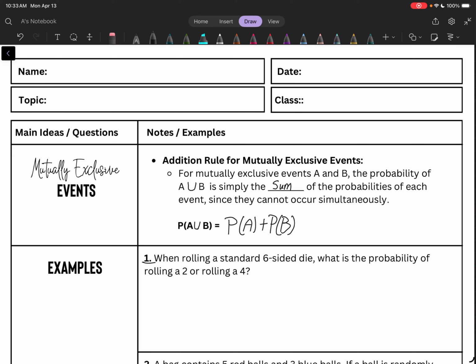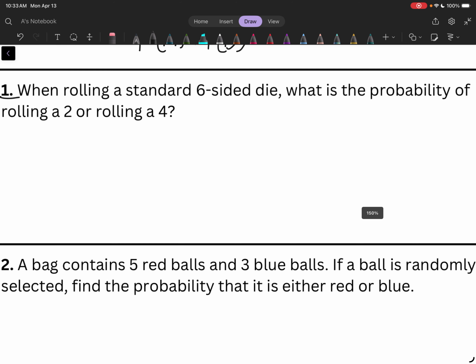Good day. Today we'll be looking at mutually exclusive and mutually inclusive events. The difference is that for mutually exclusive events, the probabilities cannot occur simultaneously. For mutually inclusive events, they could occur at the same time. For mutually exclusive events, the probability of A or B is simply the sum of the probabilities of the events, since they cannot occur simultaneously. So let's look at number 1.